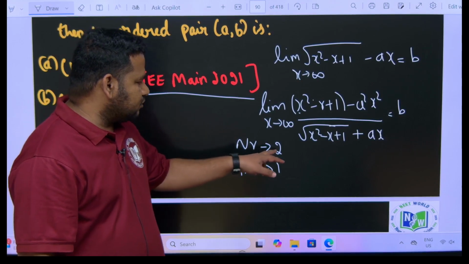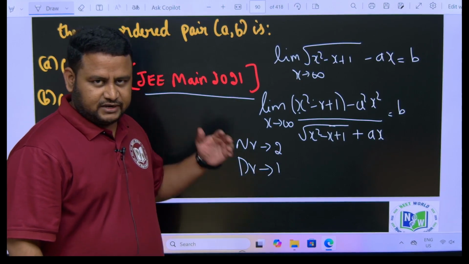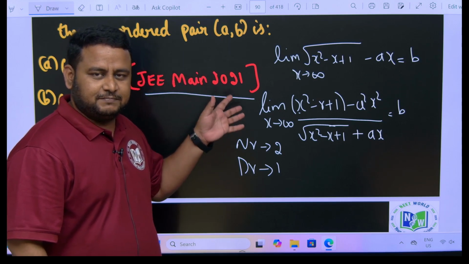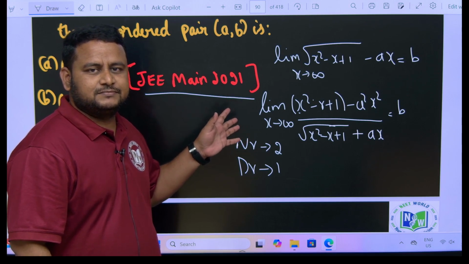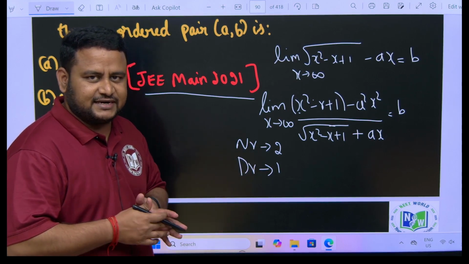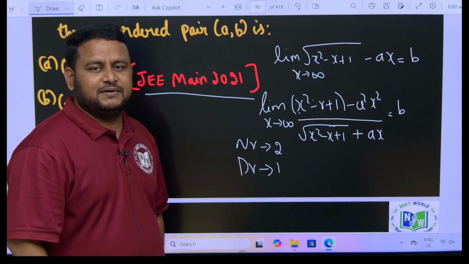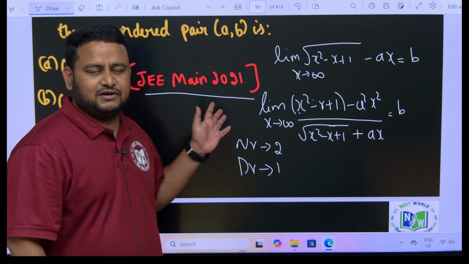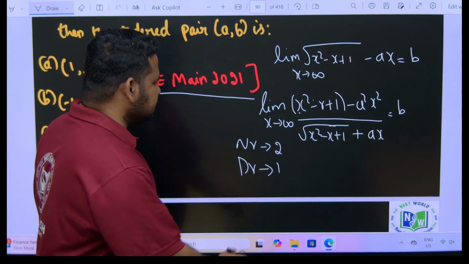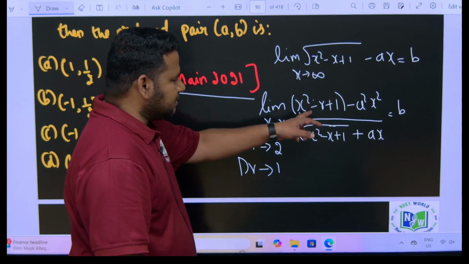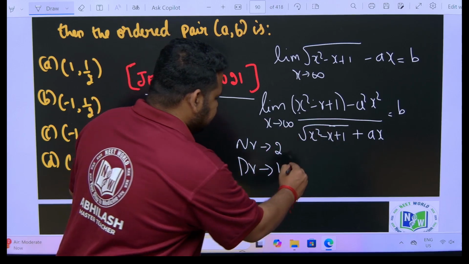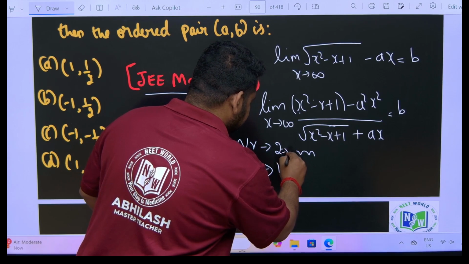So here, what I told you when I was discussing the indeterminate form infinity by infinity: when the power of numerator is greater than that of the denominator, that is when m is greater than n, then the value of the limit will be infinity. Here it is given as 2 and 1, so this is infinity by infinity. As m is greater than n, here m is this one, and this is n.